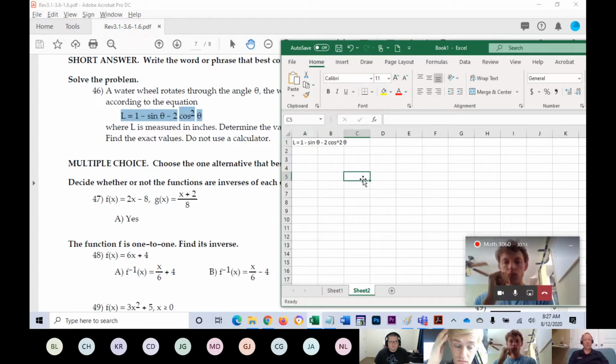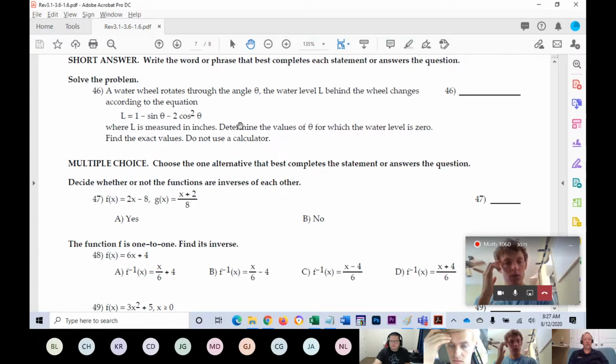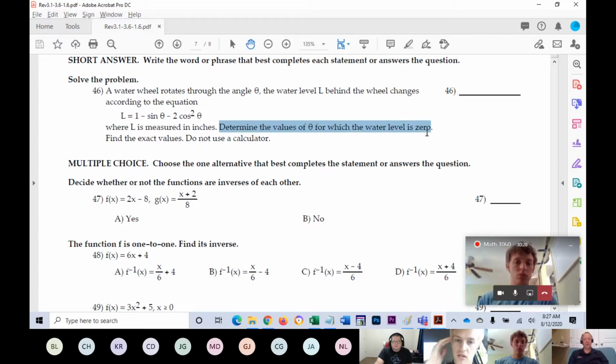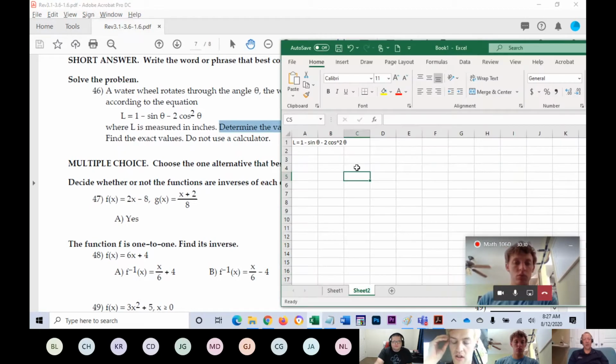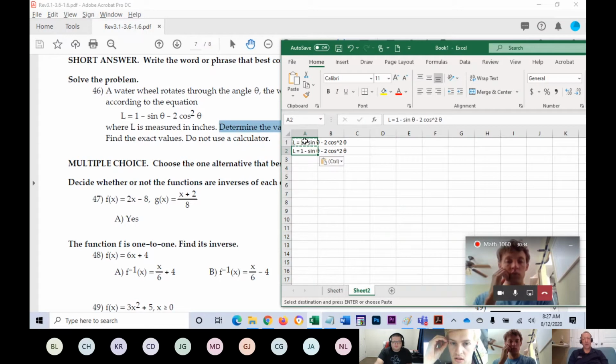Okay, so what do you think? I'm having a hard time understanding what it's asking. Could we draw a picture of it? Well, it just says determine the values for theta for which the water level is 0. So what does 0 mean? Oh, so we just plug in 0. Plug in 0 where? In L. In L, yeah. So it's the same equation. So it equals 0. Bang.